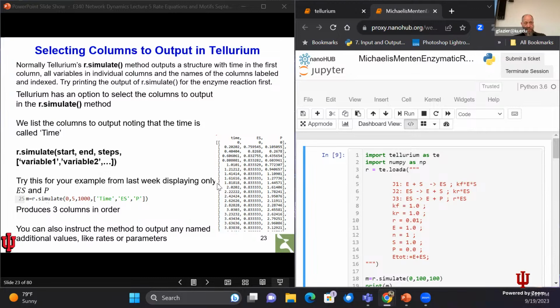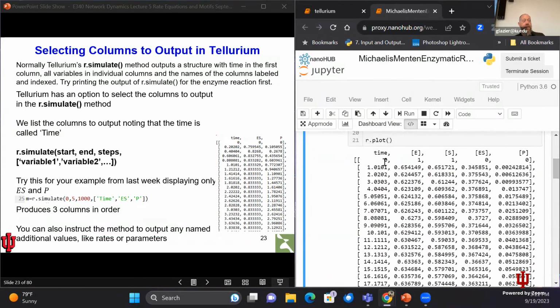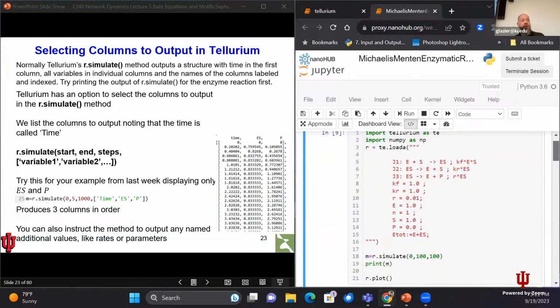By default, antimony, tellurium, will output in that table that we just looked at together the first column as the time, and the other columns would be the variables that are declared in chemical reactions. But there are other things that I might want to plot. I might want to plot the rates, J1, J2, J3. I might want to plot E total. I might, for some reason, want to say R is the same all the time and plot the value of R at every time.